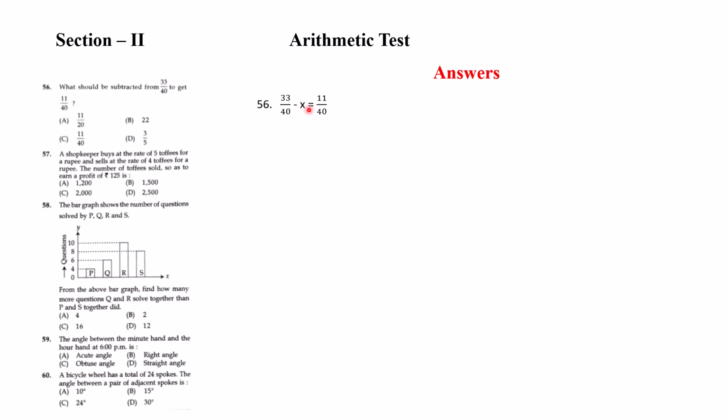So I'll keep it in the form of an equation like this. In order to know what we need to subtract, I'll subtract this answer from the given 33 by 40. Therefore I will get x here. X equal to 33 by 40 minus 11 by 40, that would give me 22 by 40. But 22 by 40 is nowhere present in the options, because we need to further simplify this. When I further simplify this, that would give me 11 by 20. Therefore the correct answer would be option A, 11 by 20.